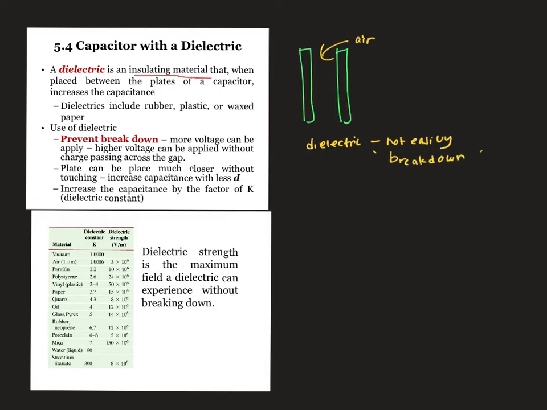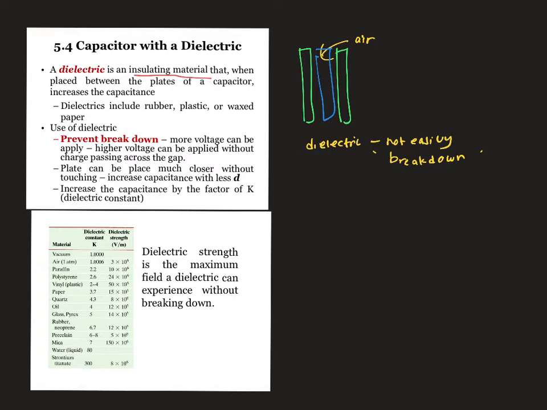Okay, breakdown means that when you expose an insulator or air to a very high electric field, this dielectric material is going to become a conductor. And when it becomes a conductor in between the plates, what happens? Definitely there will be charge moving from one plate to another plate, and this capacitor can easily explode or fail to work as a capacitor.